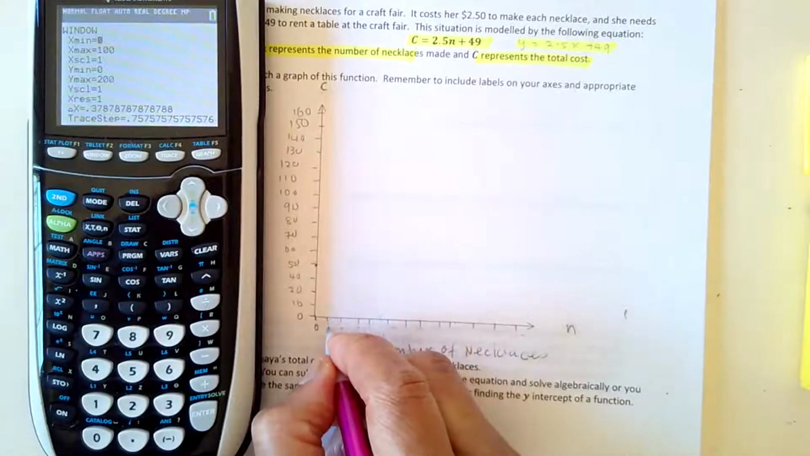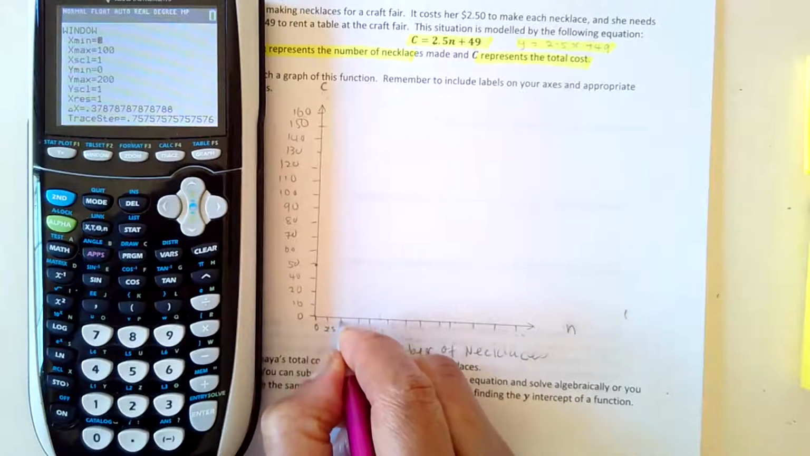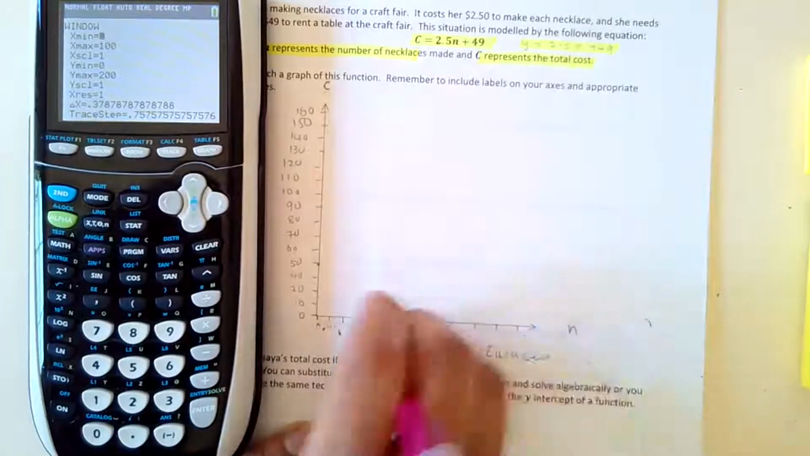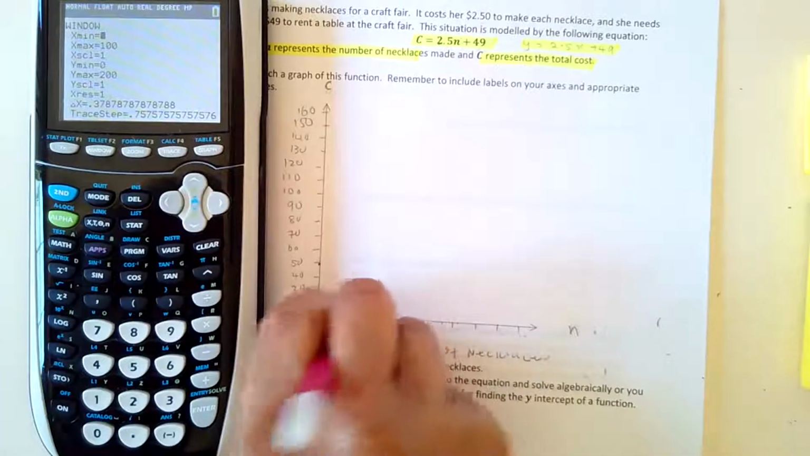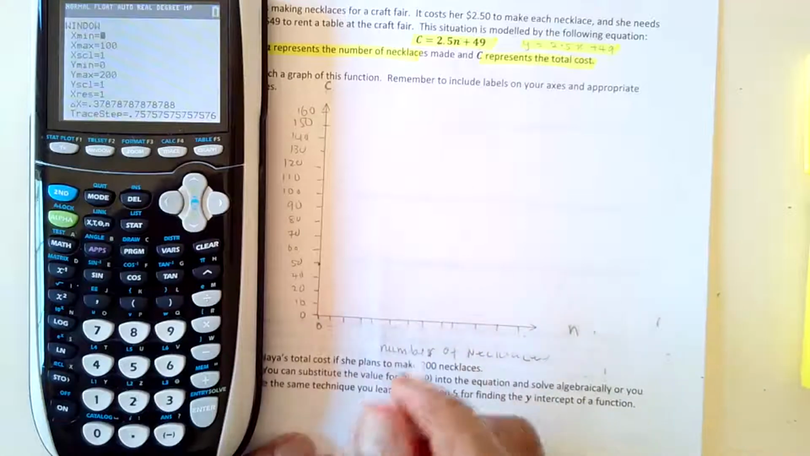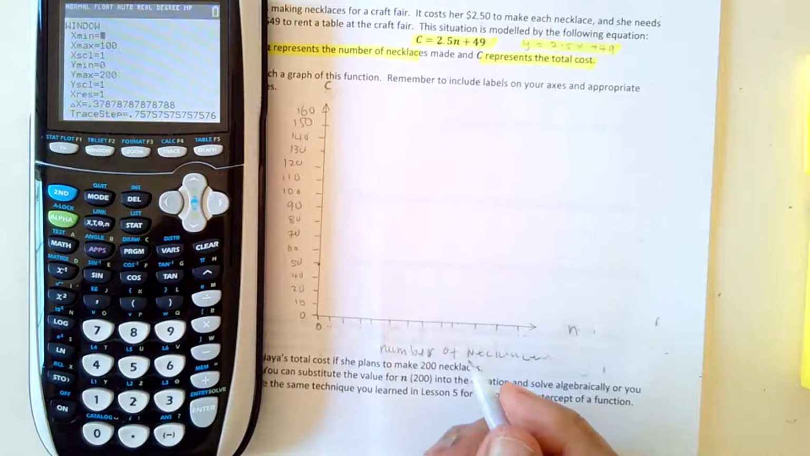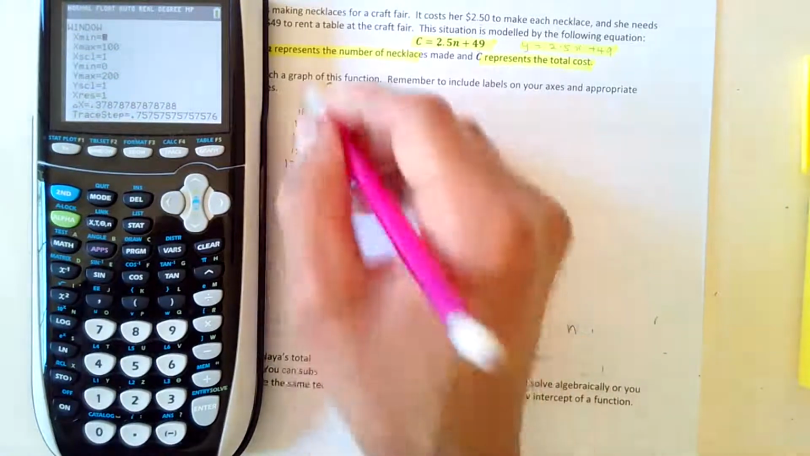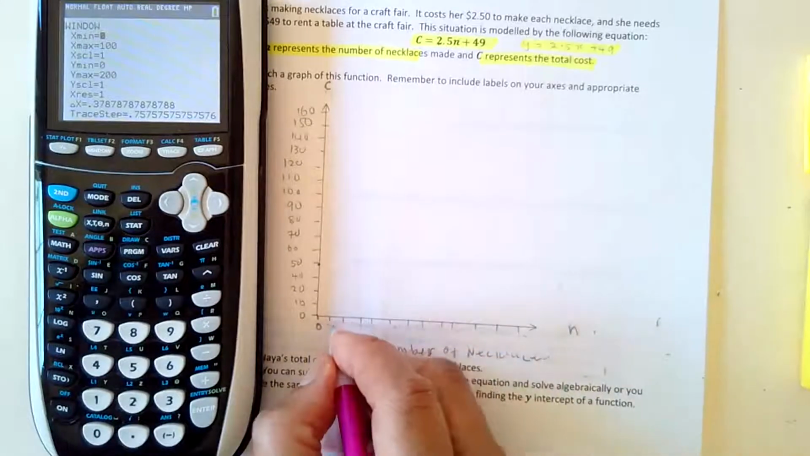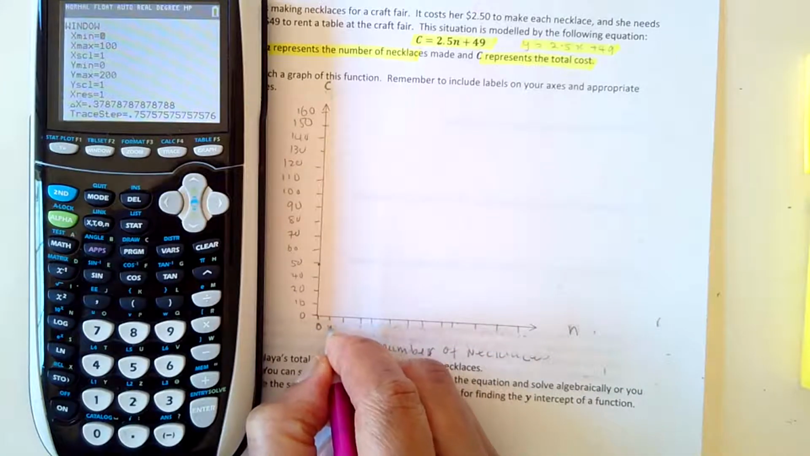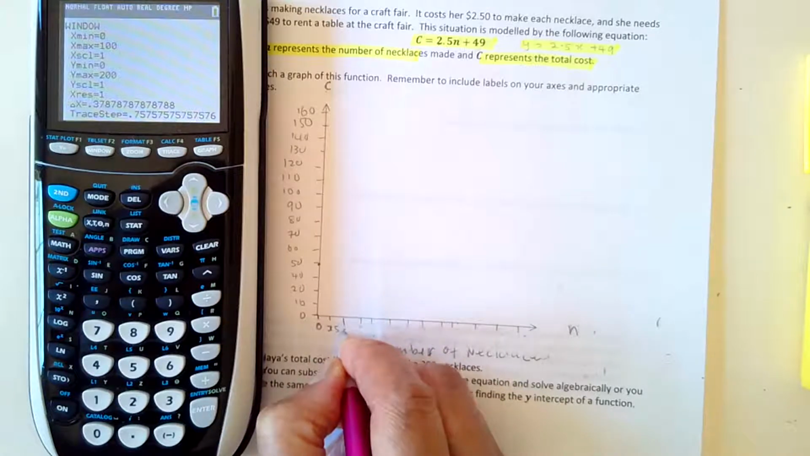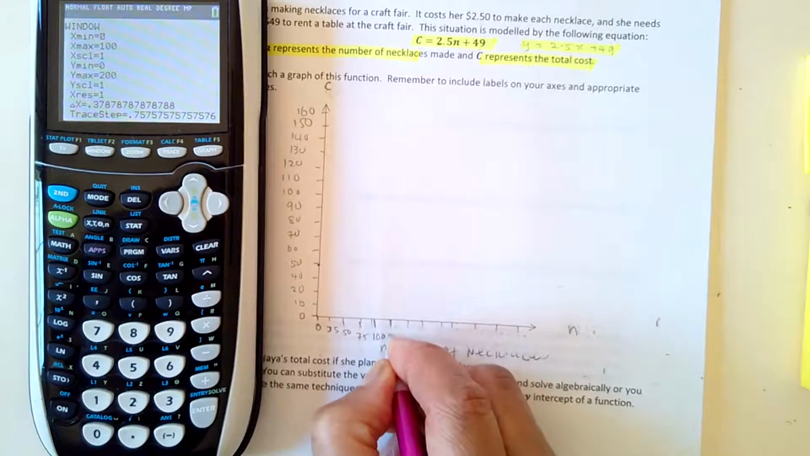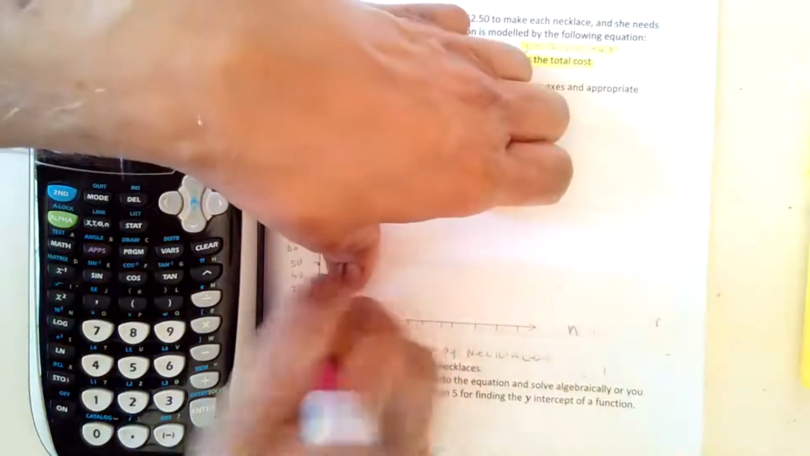So I'm going to use maybe 25, 50. So I'm going in increments of 25. That will give me enough necklaces for her. And here I may have to go up a little bit higher, much greater than the values here. So I can have here 25, 50, 75, 100, 125.